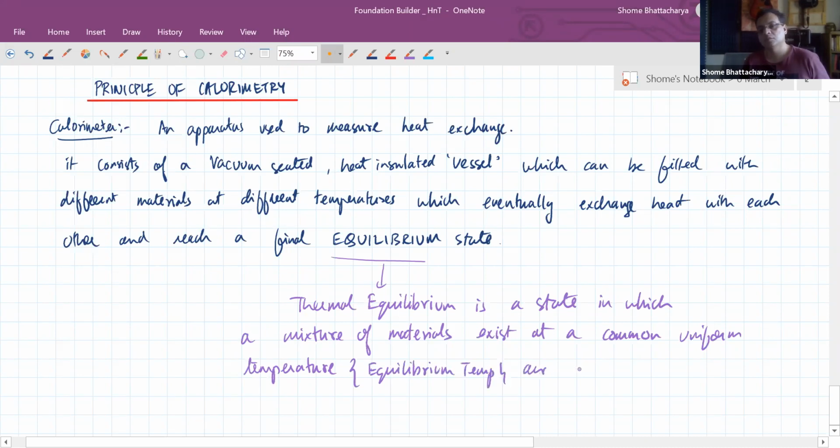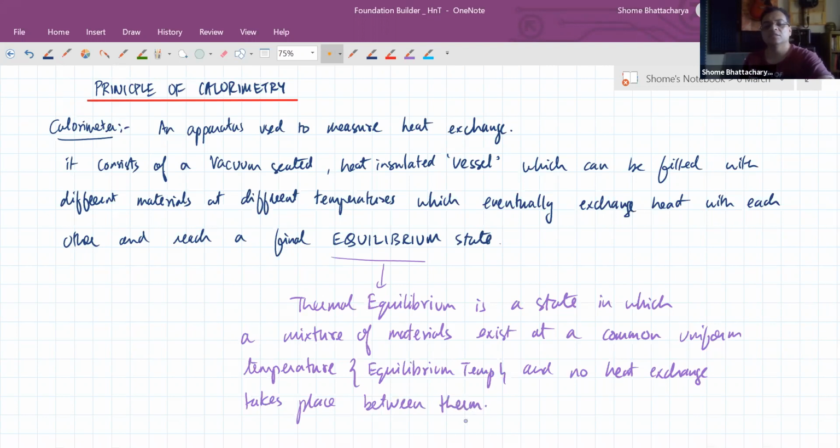And no heat exchange takes place between them. So basically, when a mixture of materials is in this equilibrium state, that is, they are at a common uniform equilibrium temperature, then there won't be any heat exchange taking place.